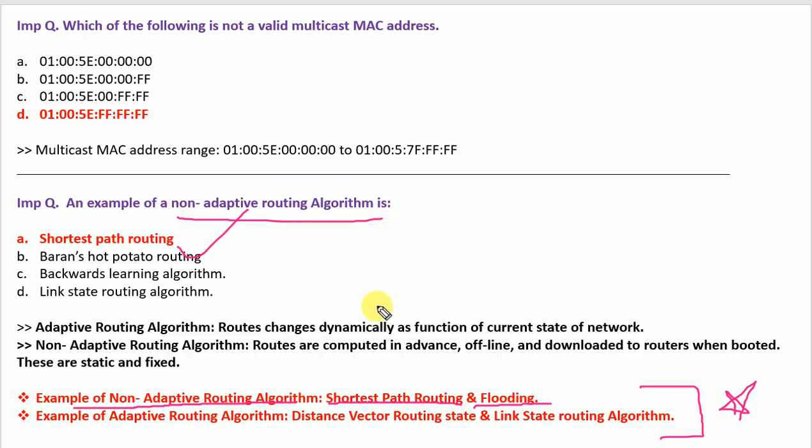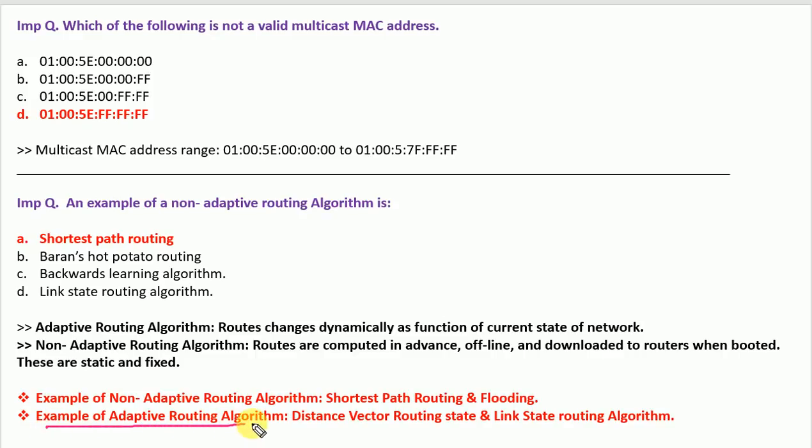So you have to remember that this is the best approach to crack any examination. We have only one question, and we have received two to three more important points from it. Like, what is the example of a non-adaptive routing algorithm? We have two standard examples: one is shortest path routing and the second is flooding. Coming to the next example, examples of adaptive routing algorithms are distance vector routing and link state routing. These are all very important routing algorithms and are repeatedly asked in many competitive examinations.